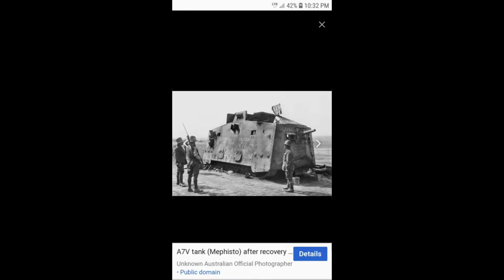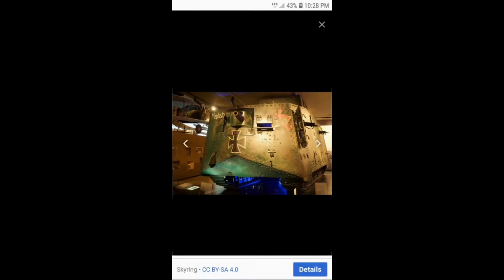Here's a picture of one out in the field, and then I have another one of the German tanks that are in a museum.